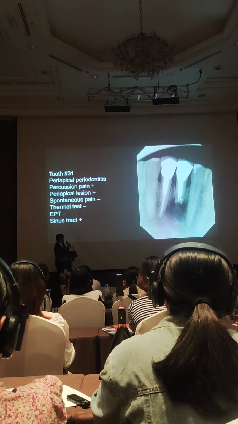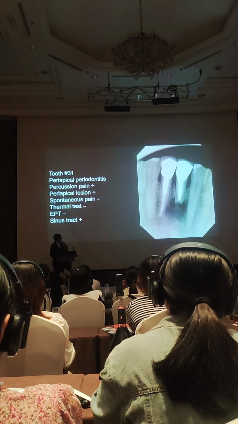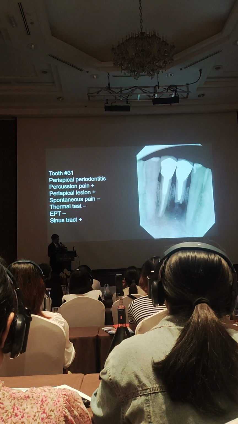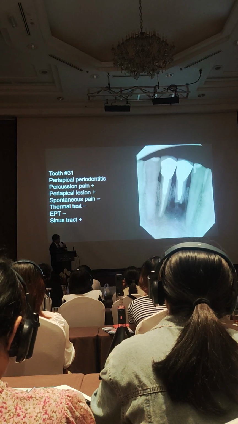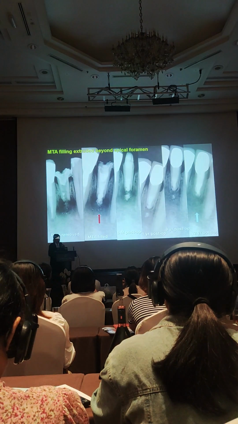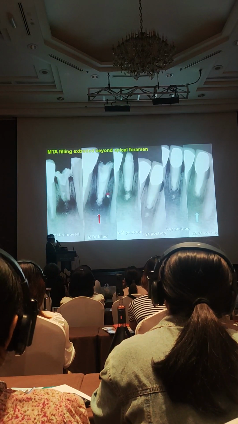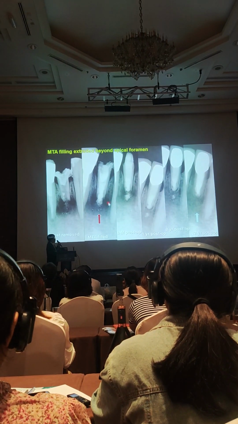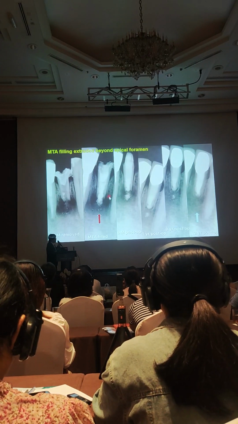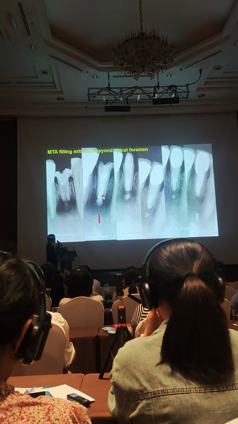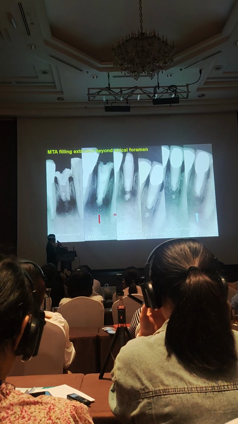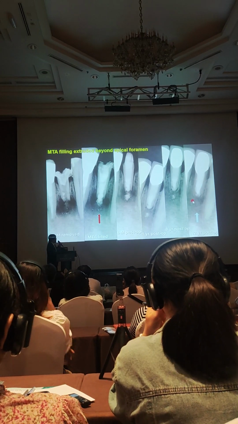Because of the endodontic failure, he was referred to me, and what I did to save this tooth was very simple. I removed the metal post here, and I obturated the canal with MTA. I intentionally extruded MTA into the periapical tissues, and this is what I got.